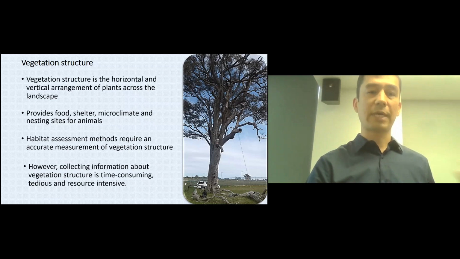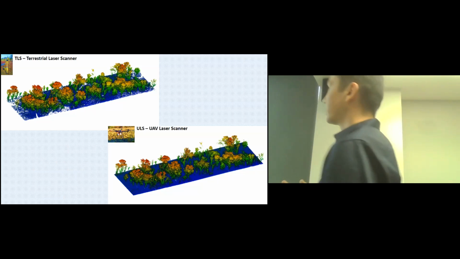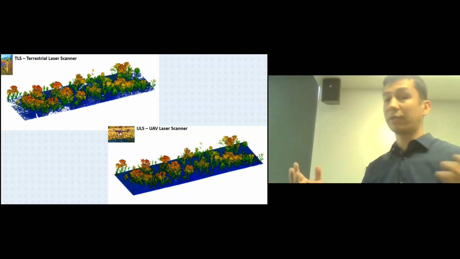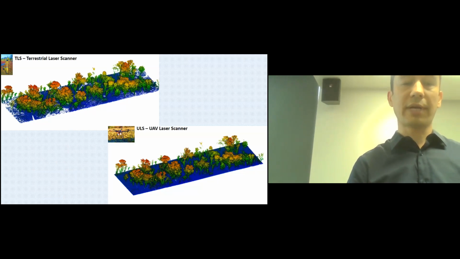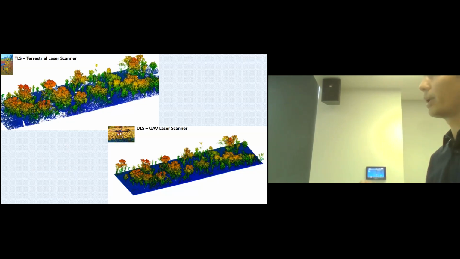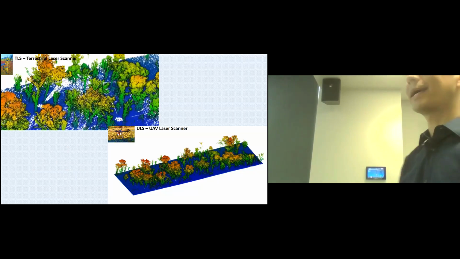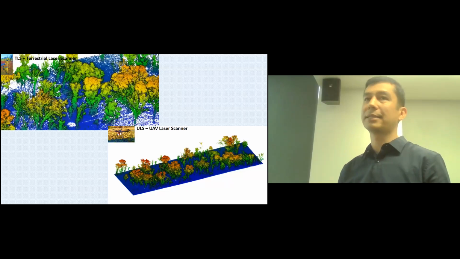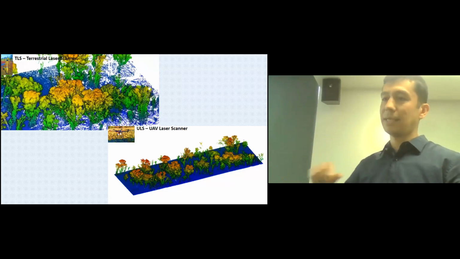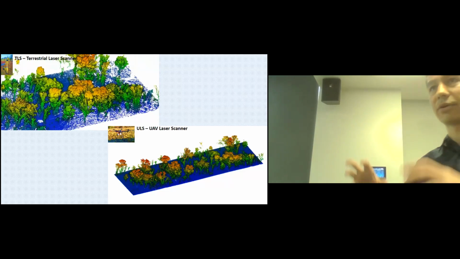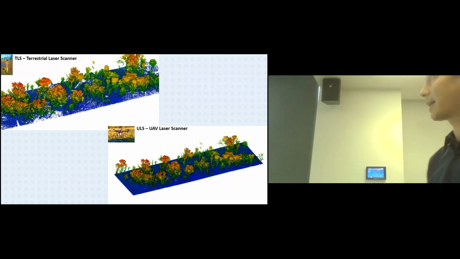Imagine if you had some technology which gives you a whole three-dimensional model of the landscape. The first one is the terrestrial laser scanner. We call it a point cloud, or I call it TLS for short, or TLS LiDAR. LiDAR stands for light detection and ranging. The technology just sends laser pulses and creates lots of points which represent a three-dimensional model of the landscape.